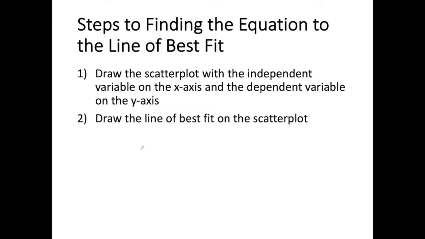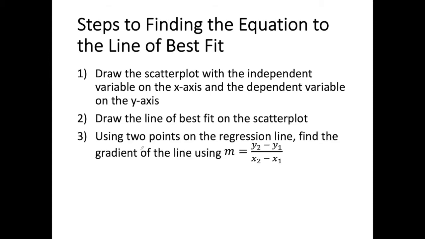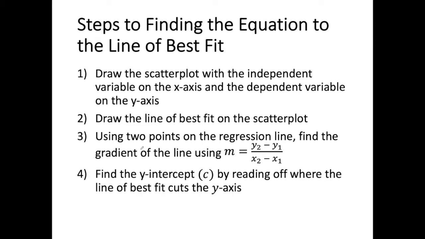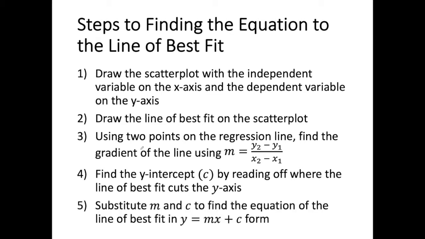Then draw in your line of best fit on the scatter plot, remembering you want about the same number of points above and below your line of best fit. After you've got your line of best fit, you can select 2 points along the line and then use them to find the gradient. You can also find the y-intercept by either reading it off of the line of best fit or substituting in one of your points into the formula. And then once you've got the gradient in step 3 and the y-intercept in step 4, you can go ahead and write your line of best fit equation, which is going to be in the form of y equals mx plus c.